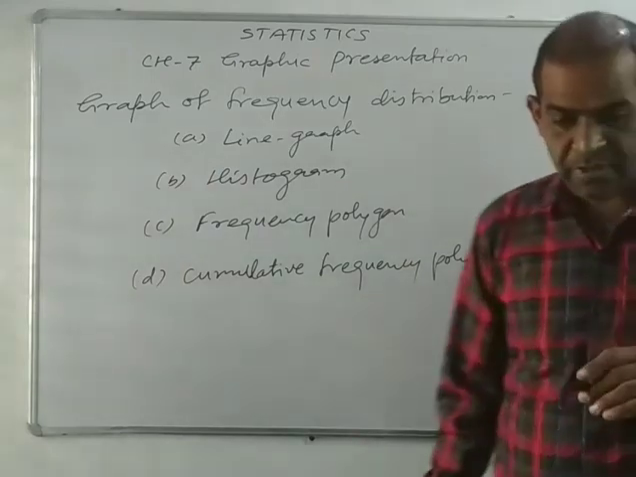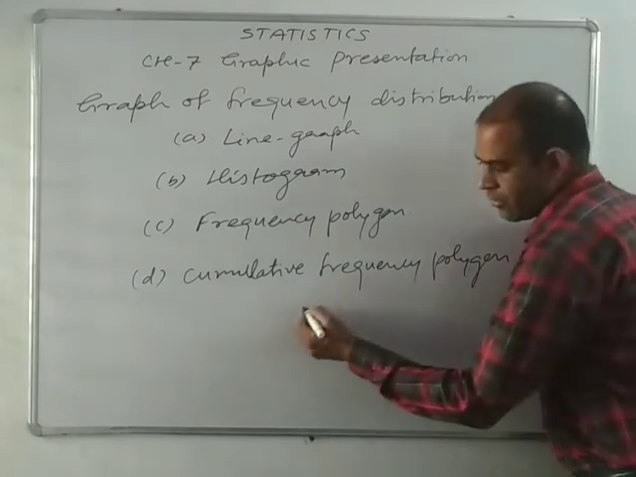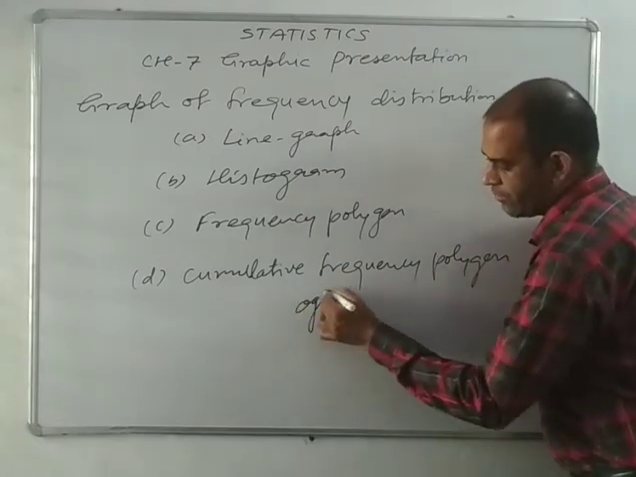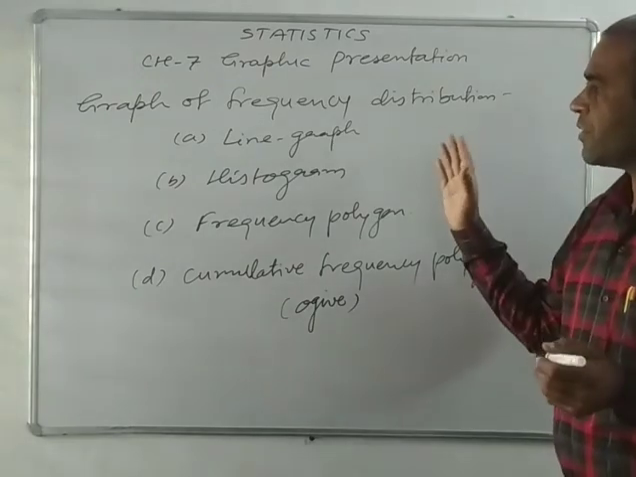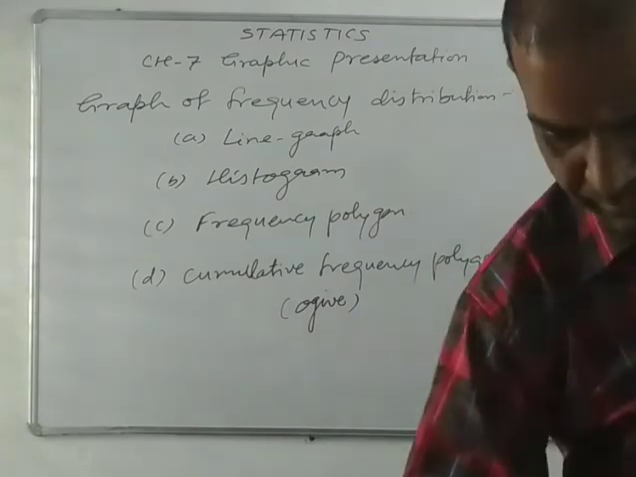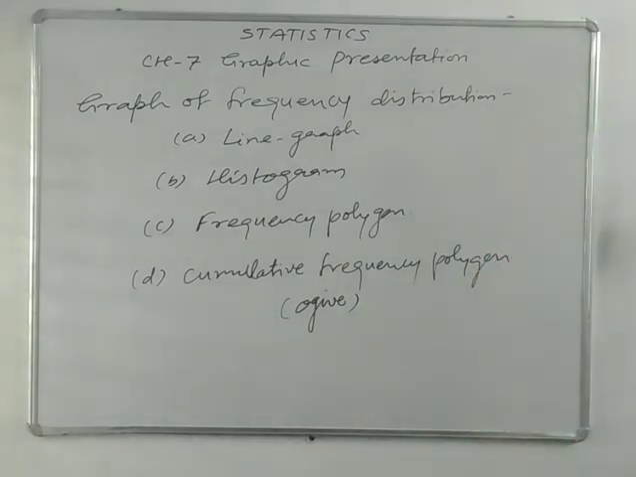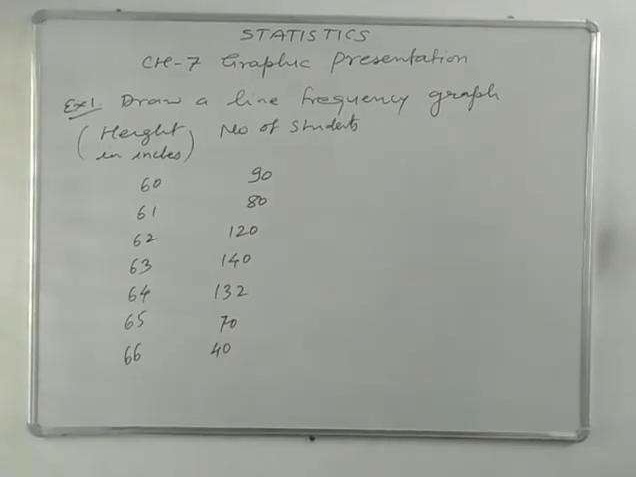Cumulative frequency polygon, or cumulative frequency curve, is also called ogive. So there are four types of graph based on the frequency distribution. One by one we will discuss it. First of all, we will take the line graph.